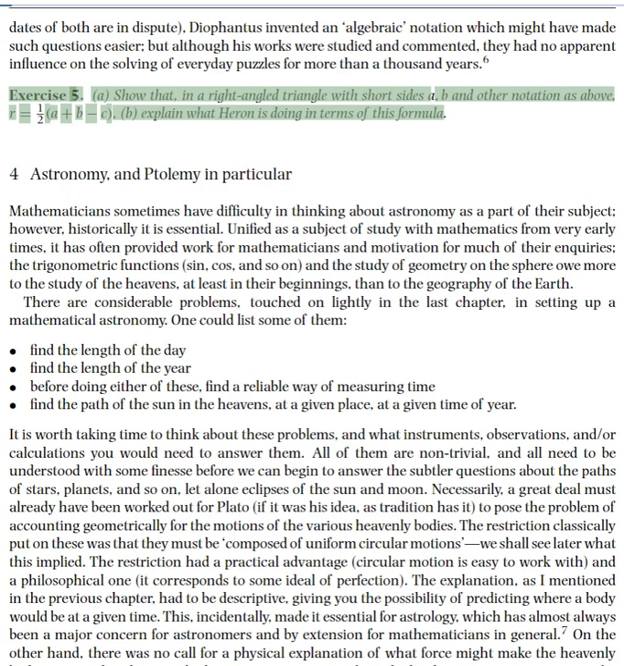Exercise 5. Show that, in a right-angled triangle with short sides a, b and other notation as above, the areas are equal. Explain what Heron is doing in terms of this formula.